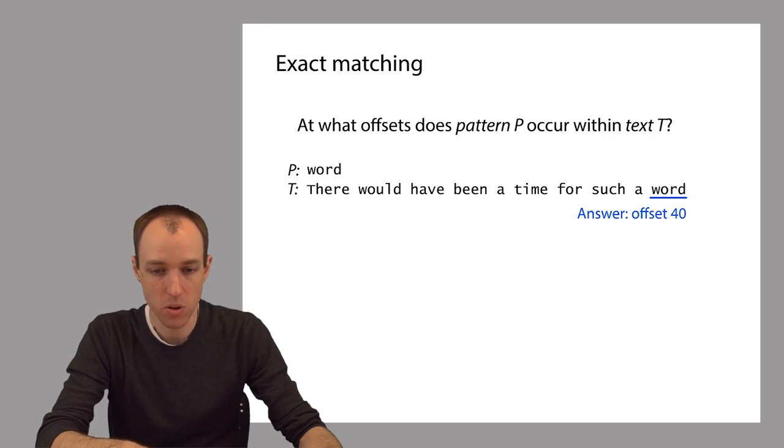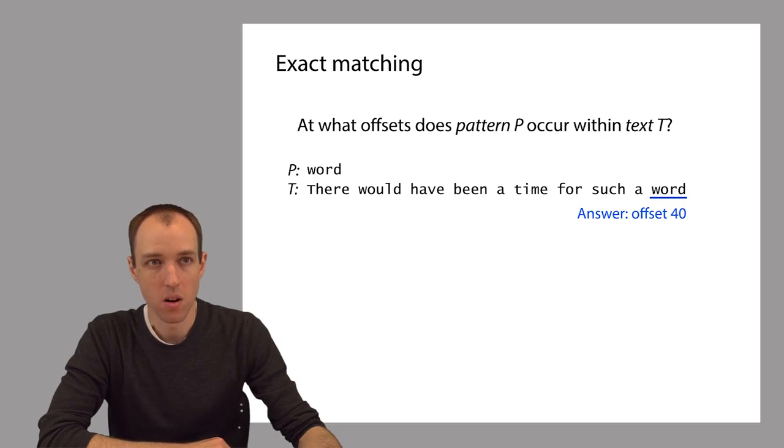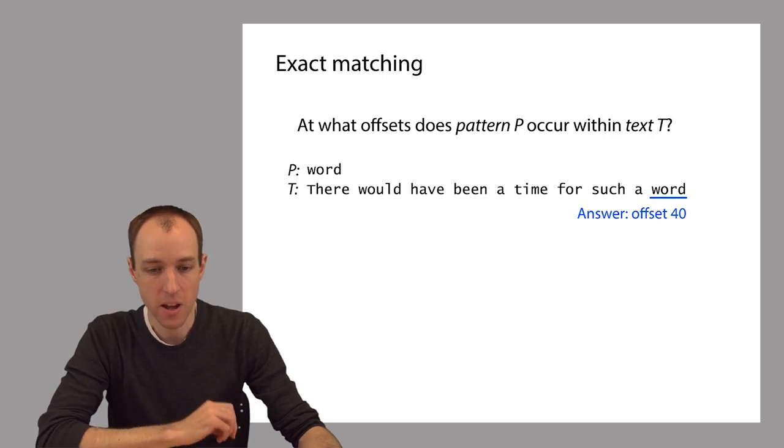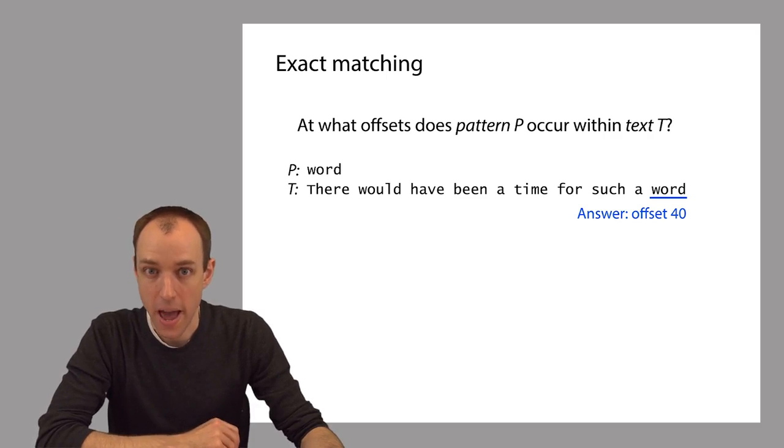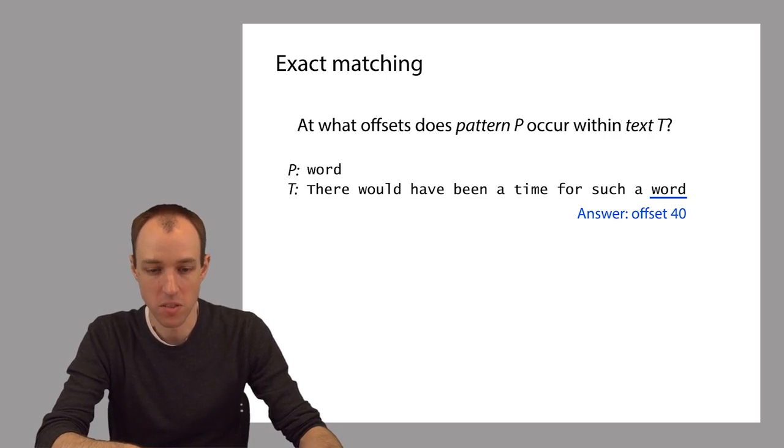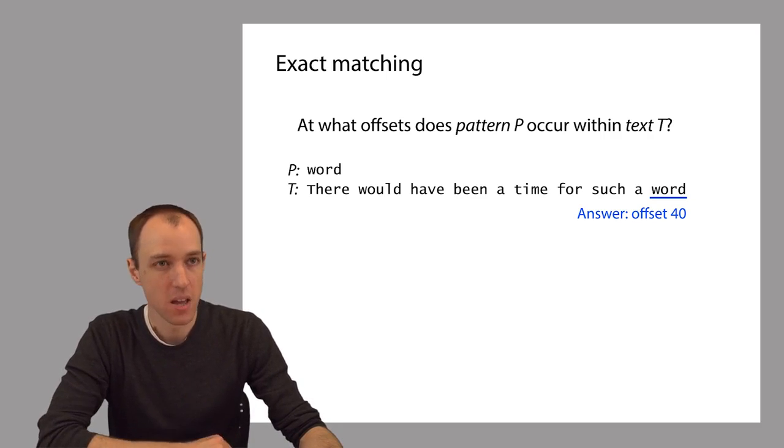In this example, we have a pattern P, which is "word", and we have a text T, which is "there would have been a time for such a word", and there's one occurrence of the pattern all the way there at the end, which is at offset 40. More specifically, the leftmost character of T that is involved in that match is at offset 40. So we say that the match is at offset 40. And that's the only place where the pattern occurs in this text, in this example.